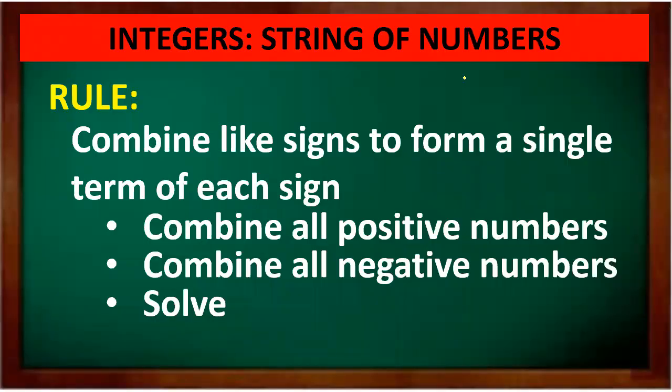So, ang rule natin sa mga string of numbers, pag adding and subtracting string of numbers, combine like signs to form a single term of each sign. So, combine all positive numbers, combine all negative numbers. So, after combining, may answer ka na, may sagot ka na, you have to solve it. Okay? So, ito usually pag masyadong maraming numbers involved. So, to make it simpler, you combine like signs, then you solve the problem. Okay, so let's try do some exercises. So, may examples tayo dito para madali nyo maintindihan.